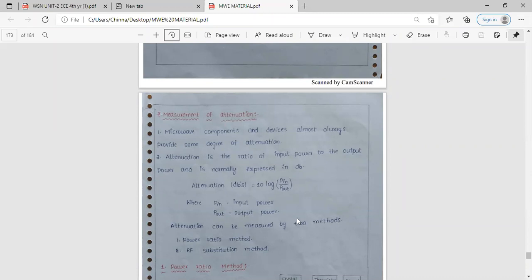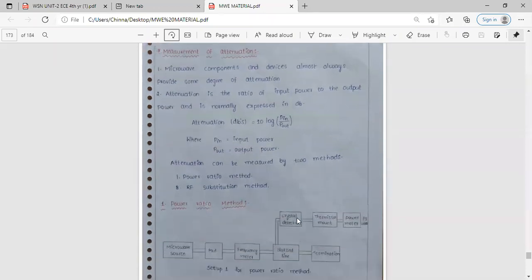Already we know the formula for the attenuation in dB is equal to 10 log of P input by P output in dB. Here P in is the input power and P out is the output power, and attenuation is measured by two methods, the power ratio method and the RF substitution method.